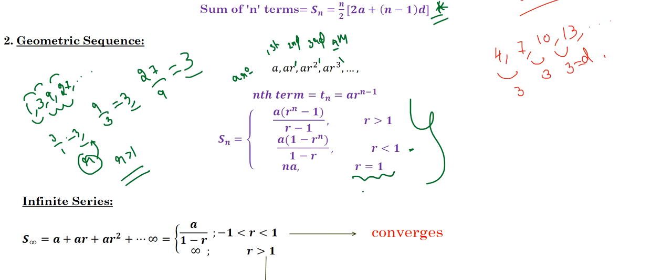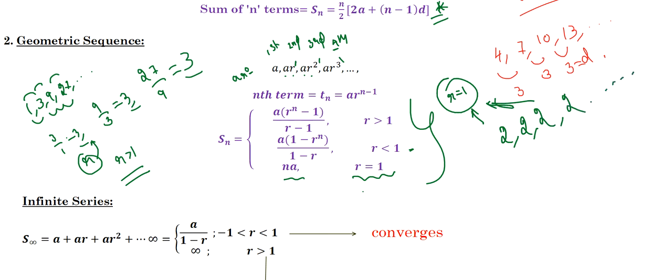If r is equal to 1, then directly it's going to be n into a. What does r equal to 1 mean? For example, let me take my first term a as 2. Now, as I said, r is going to be 1. So 2 into 1 is 2. Again 2 into 1 is 2. Again 2 into 1 is 2.